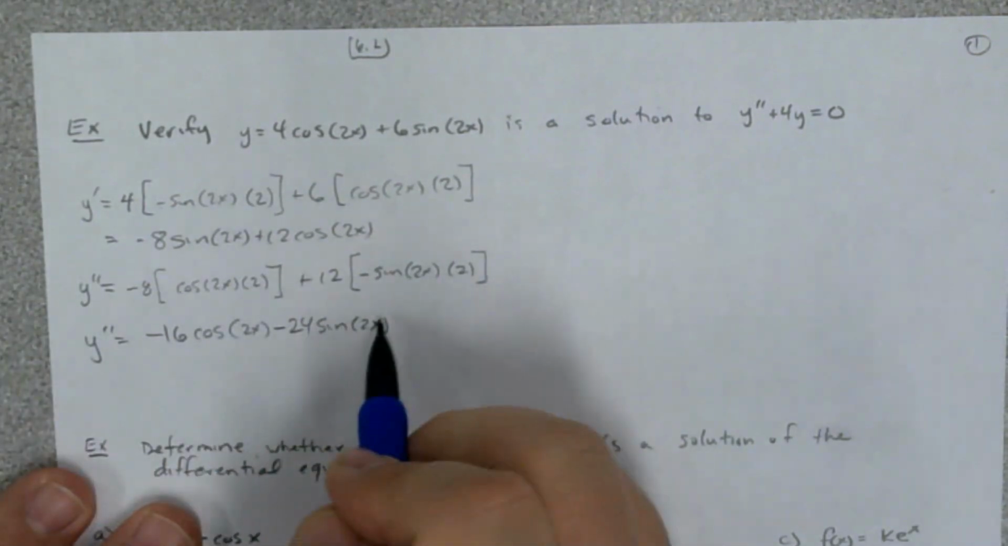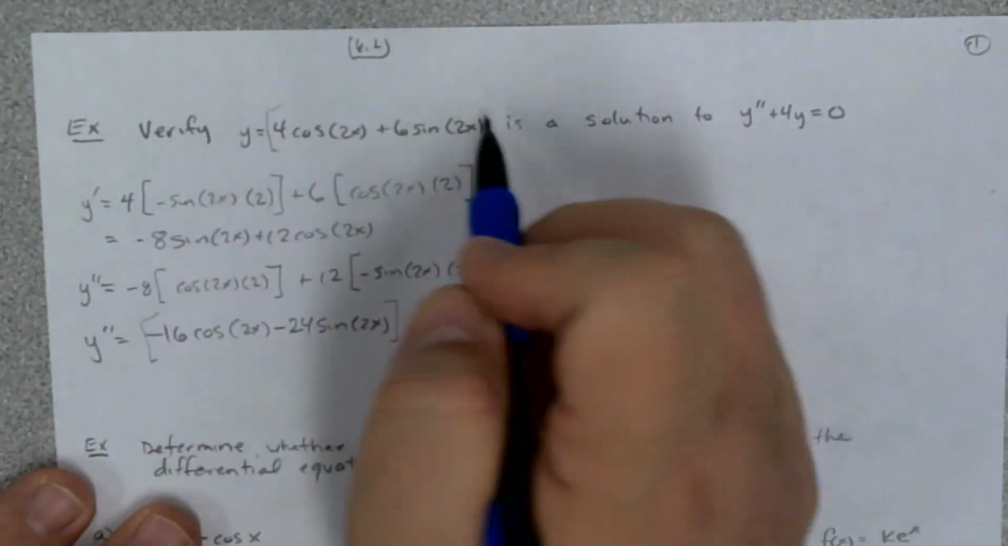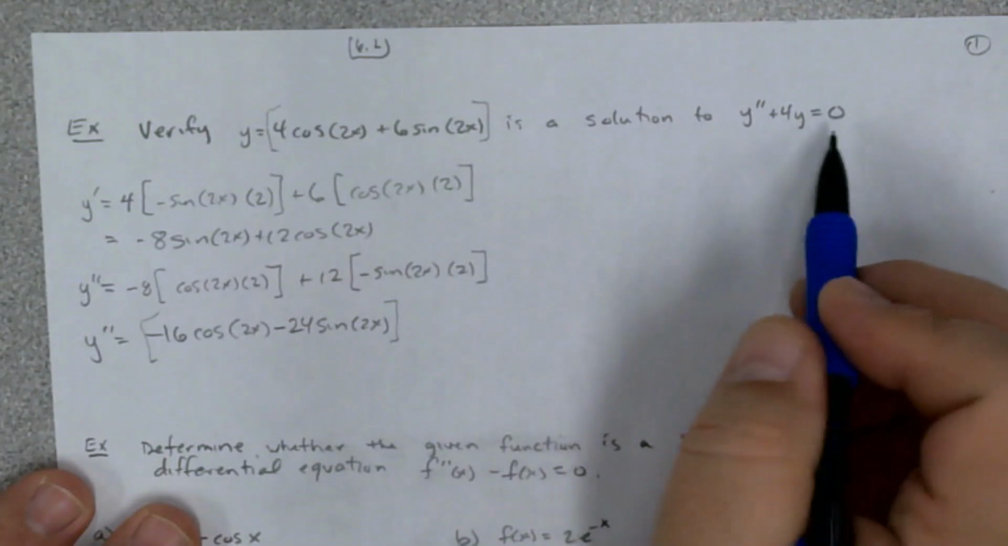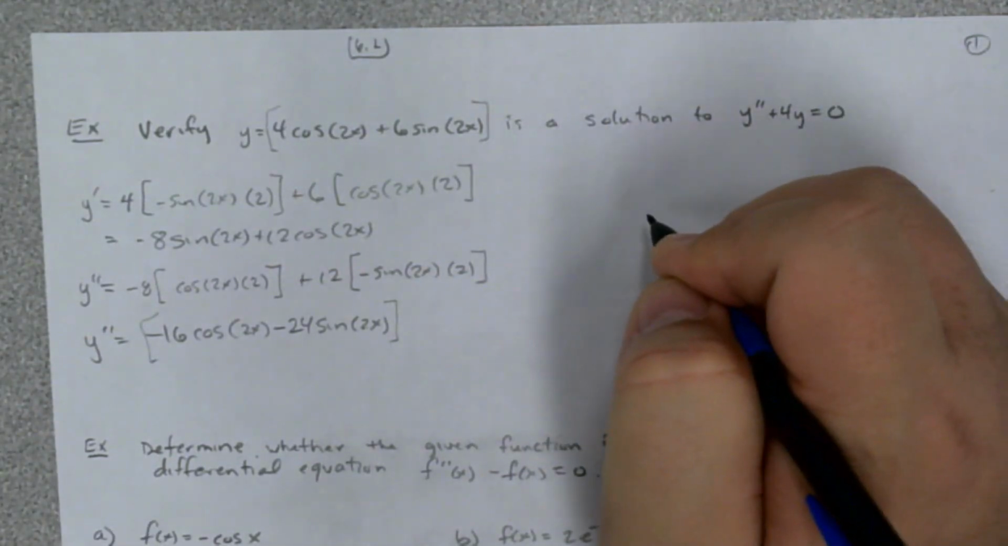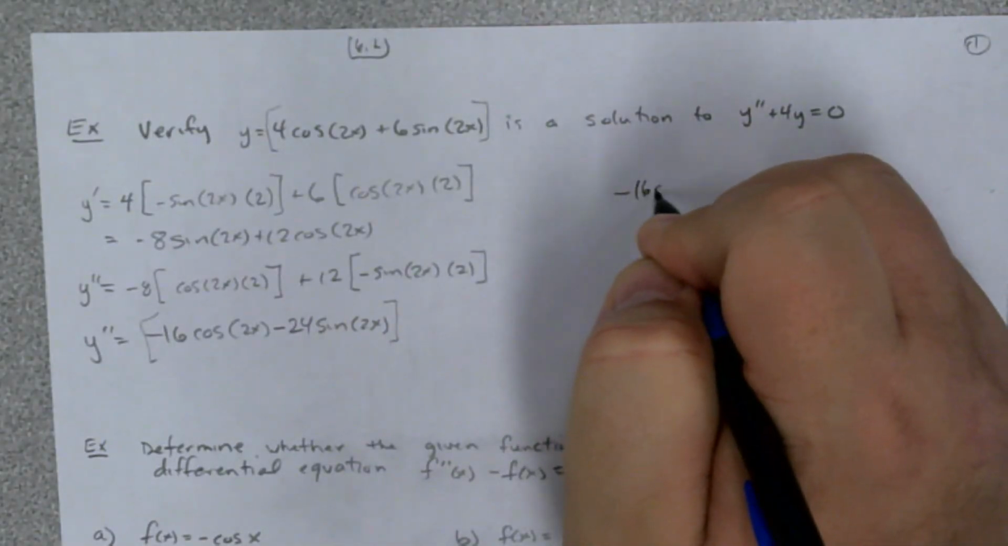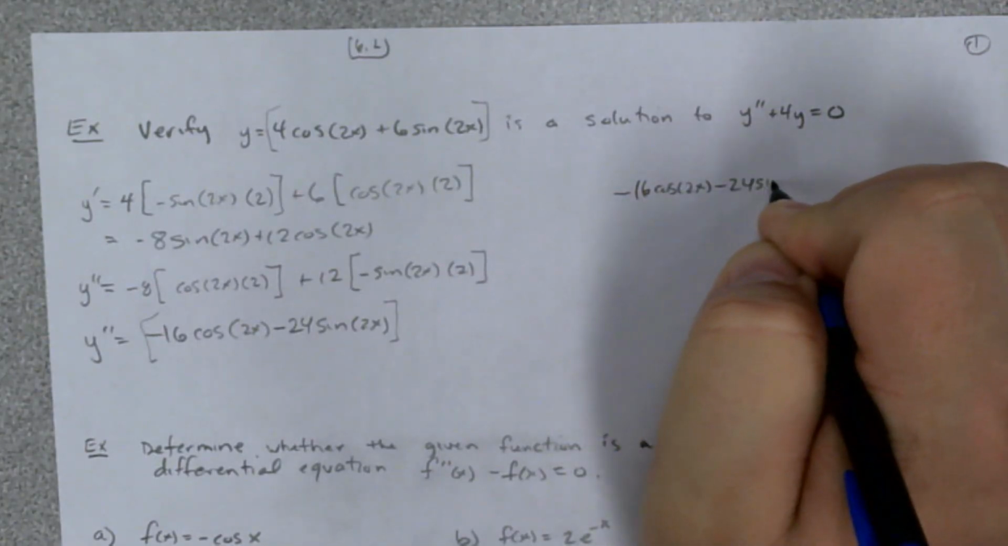So we're going to take this quantity right here and this quantity right here and substitute them into that equation and see if it works. So we have y double prime, so negative 16 cosine of 2x minus 24 sine of 2x.